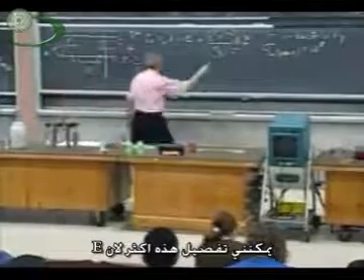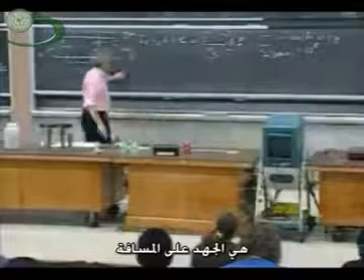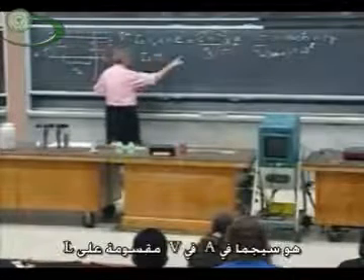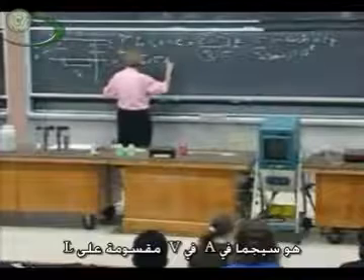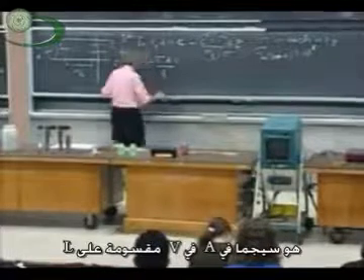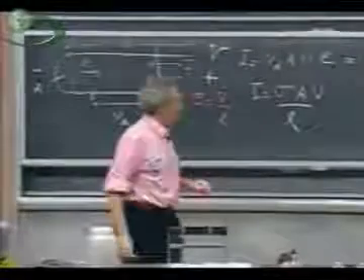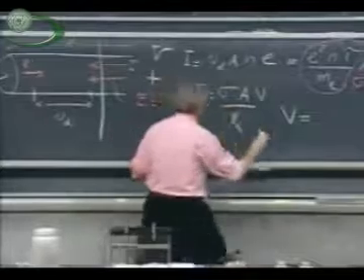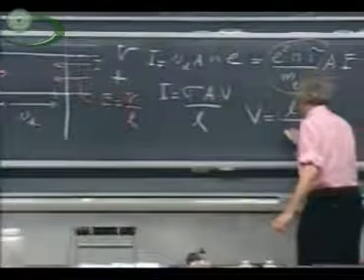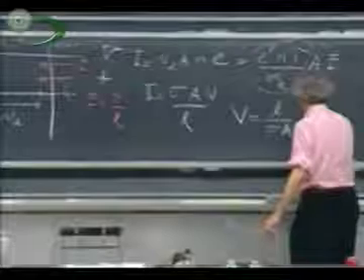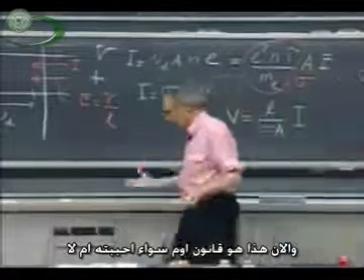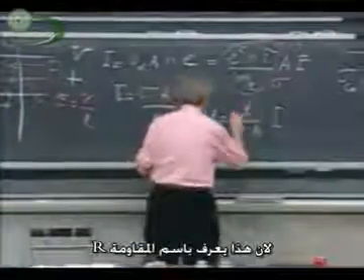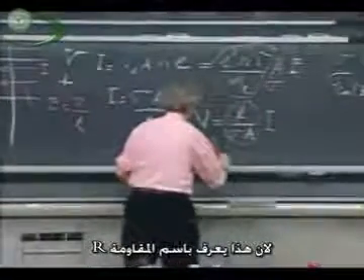I can massage this a little further because E is V divided by L. And so I can write now that the current is sigma times A times V divided by L. I can write it down a little bit differently. I can say V therefore equals L divided by sigma A times I. And now you're staring at Ohm's law, whether you like it or not, because this is what we call the resistance, capital R.